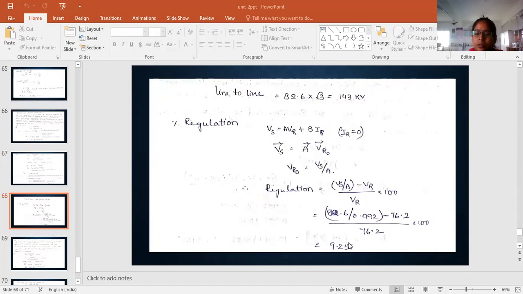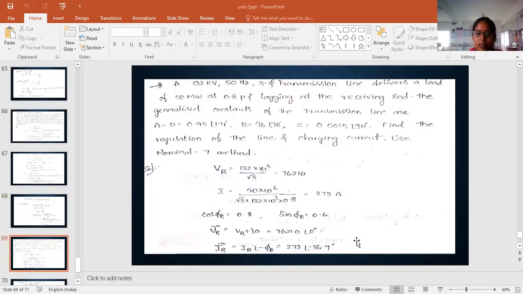So this is the problem based on the nominal method using the ABCD parameters calculations. We know the formulas, so we can do the problems very easily. And the next problem.